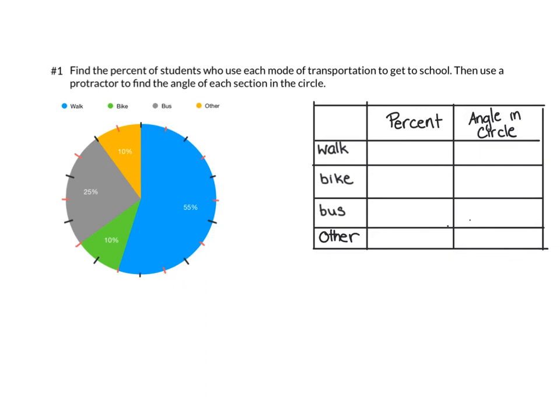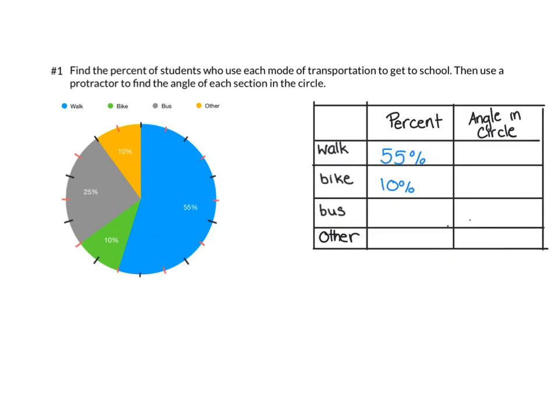So you can see if we started with, okay, walk is blue, so we go from here, 10, 20, 30, 40, 50, and another group of 5, so that will make 55%. So we'll put that into our chart. Then we can look at biking, which is green. So if we start here, it goes 5, 10, so that would be 10%.